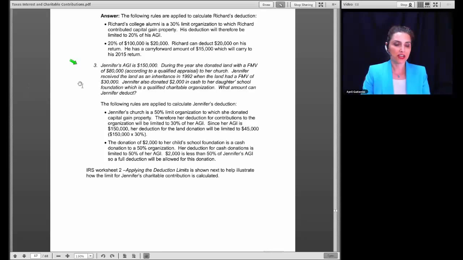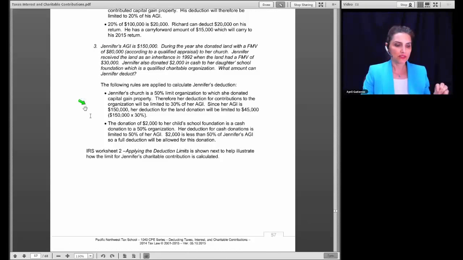So Jennifer's AGI is $150,000. She made an $80,000 contribution to a 50% organization of capital gain property. So we know that her deduction for that will be limited to 30% of her AGI. She also donated $2,000 of cash to a 50% organization, so that $2,000 of cash should be allowed in full. The church is a 50% organization.